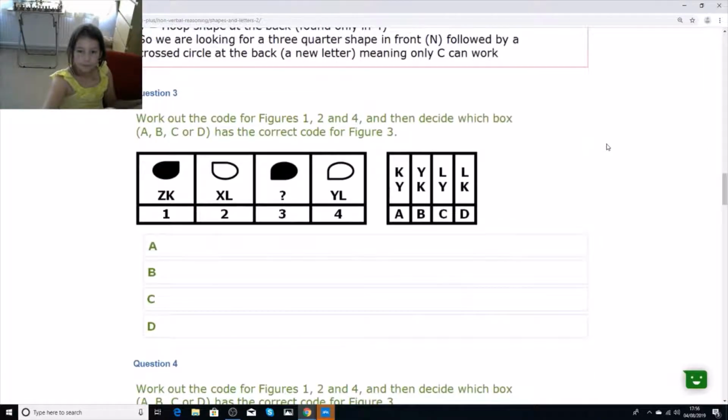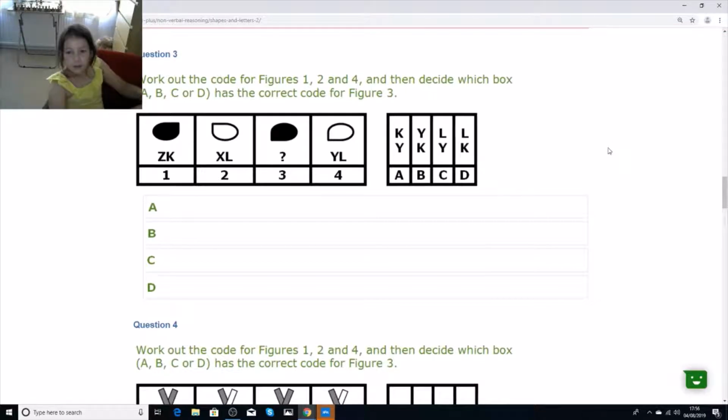Question 3. So here we have sort of drops of water. They're black and white, sort of shaded, and they're all facing different directions except from 3 and 4. So let's see. The last letter 2 and 4 share. They share it because they are white, so K must mean black. K is black, L is white.